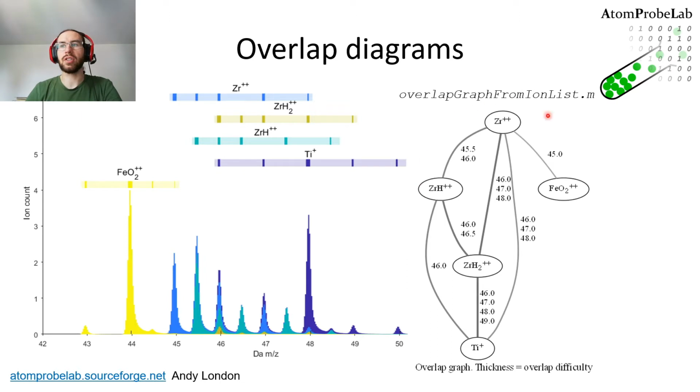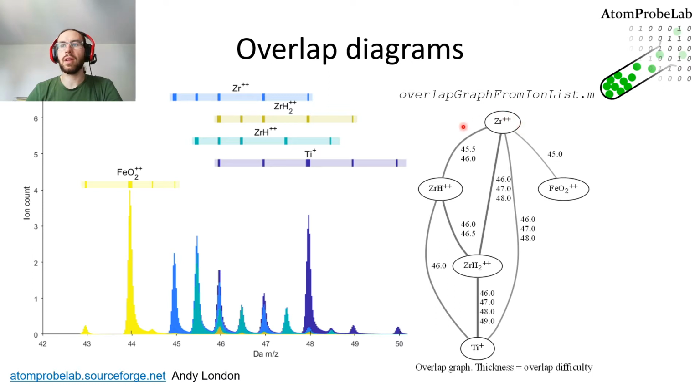On the right-hand side, there's a graph showing how these different species overlap. So here, for example, we can see that zirconium 2+ overlaps at the 45 mass position with this iron oxide species. And we can actually see that directly here. So here is the small isotope of this molecule, and you see it overlaps with zirconium.